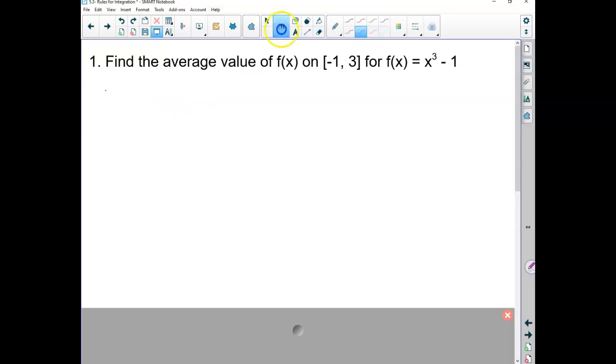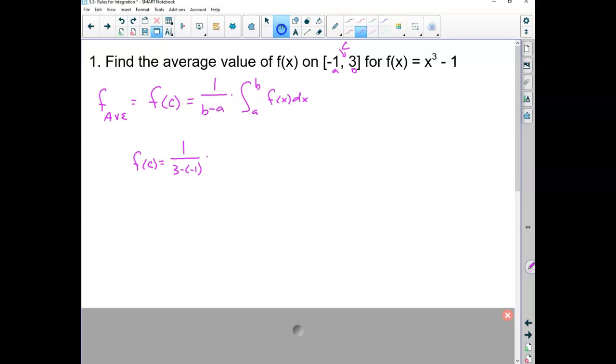If I want to find my f average, that's really that magical x value, c we're going to call it, that c value, c is somewhere in between -1 and 3. That's actually going to come from 1 over b minus a times the integral from a to b of f of x dx. So we're going to say f of c is going to equal 1 over 3 minus -1, because there's my a, there's my b, times the integral from -1 to 3, and f of x is x cubed minus 1 dx.